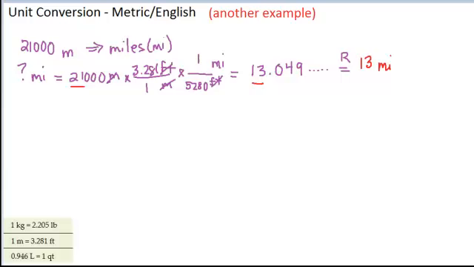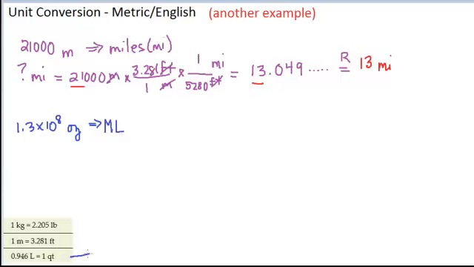Alright, let's set up a second problem. Let's convert 1.3 times 10 to the 8th ounces. Ounces is abbreviated OZ. Let's convert that into megaliters. The capital M is the mega prefix. Liters is the unit of volume.